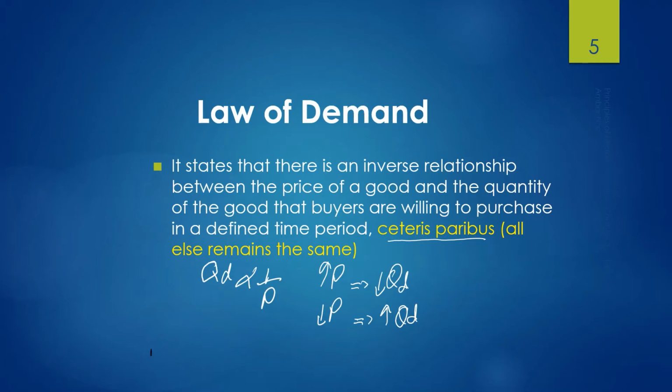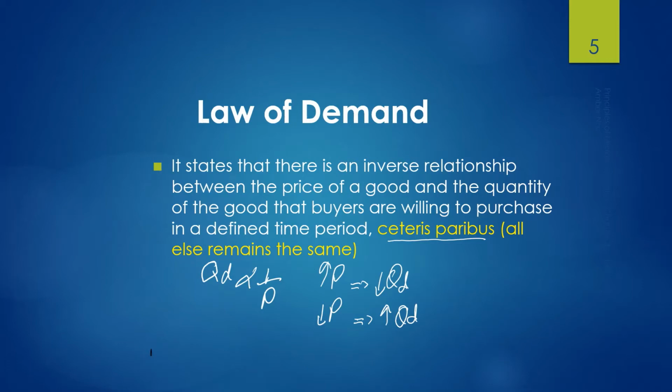For example, you know that income of a consumer can also affect the demand of goods and services. How? At higher income you can buy more, and at lower income you will demand less. But when we are defining the law of demand, then we are only considering the effect of price on the quantity demanded, keeping all the other factors like income constant, under the term ceteris paribus.